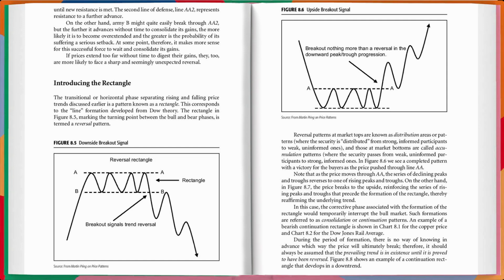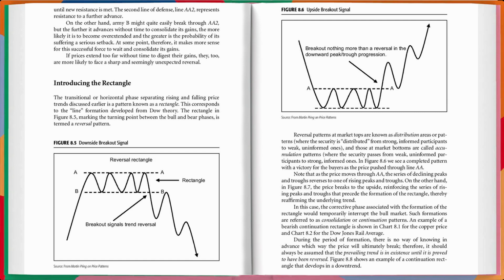And those at market bottoms are called accumulation patterns, where the security passes from weak, uninformed participants to strong, informed ones. In Figure 8.6, we see a completed pattern with a victory for the buyers as the price pushed through line AA. Note that, as the price moves through AA, the series of declining peaks and troughs reverses to one of rising peaks and troughs. On the other hand, in Figure 8.7, the price breaks to the upside, reinforcing the series of rising peaks and troughs that precede the formation of the rectangle, thereby reaffirming the underlying trend.